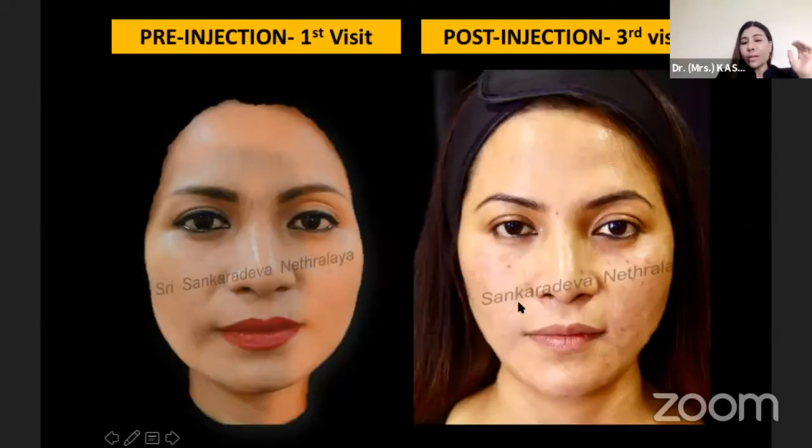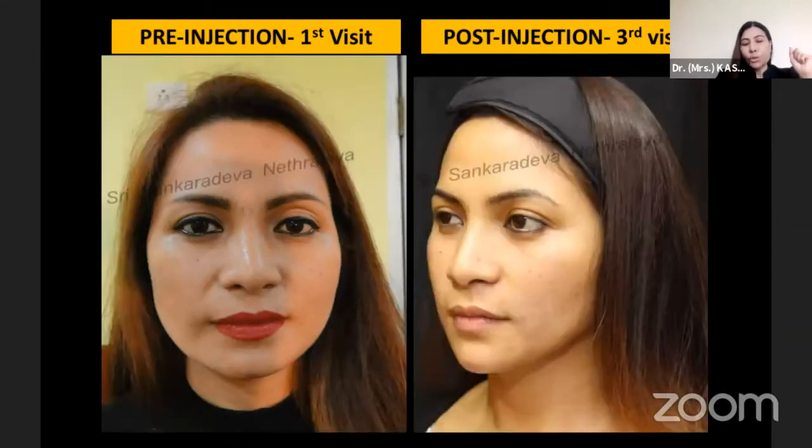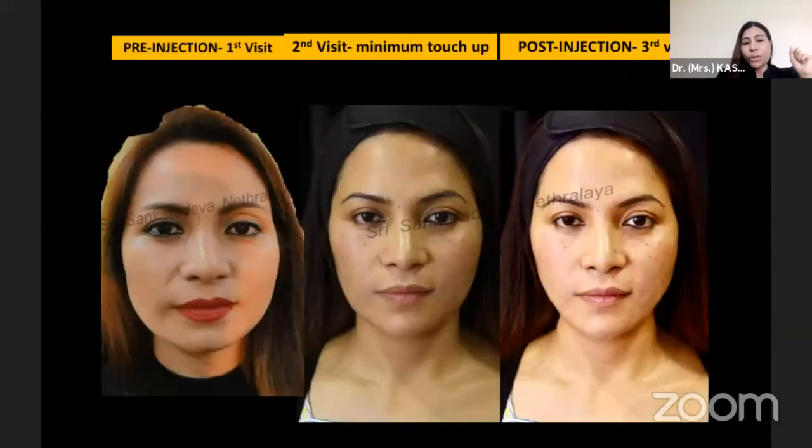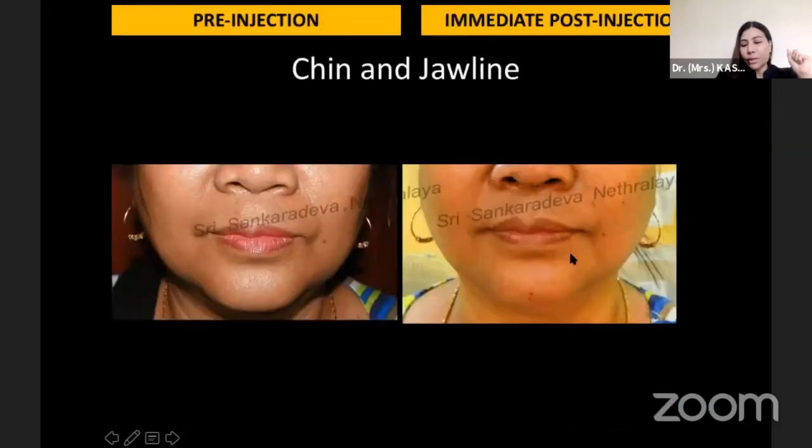So in order to make the face look slim, you need to touch the mid face, you need to touch the lower face. Like this lady who came to me, this is when she just came, and this is after the second visit, that is with a minimum touch-up. Then when I realized that she requested more slimming of the face, you touch the CK4 point and you can see the much greater slimming.